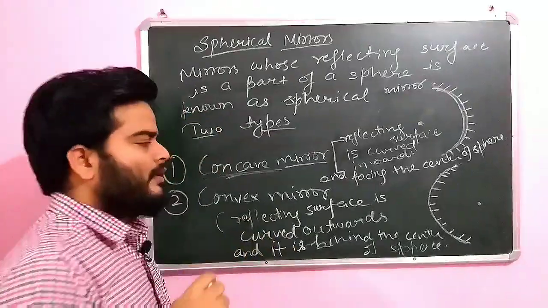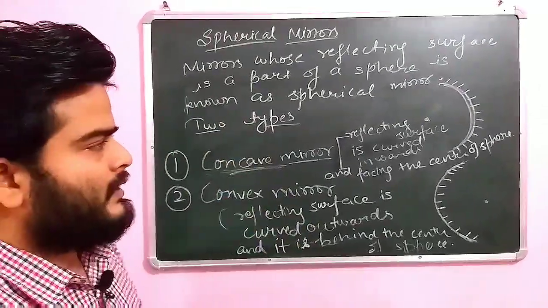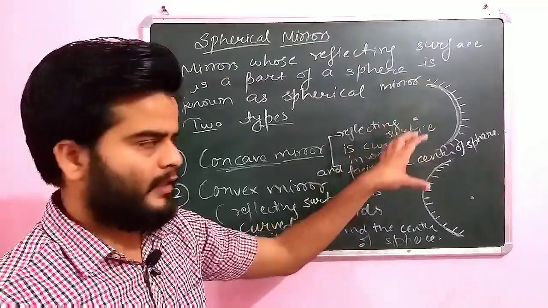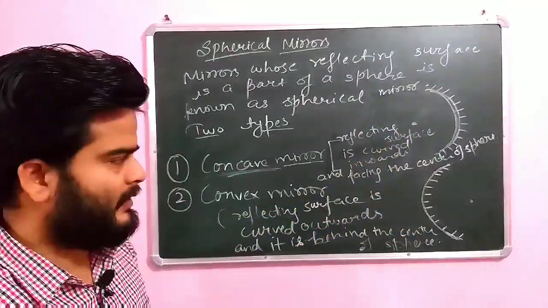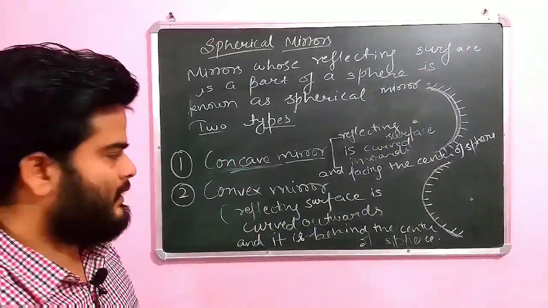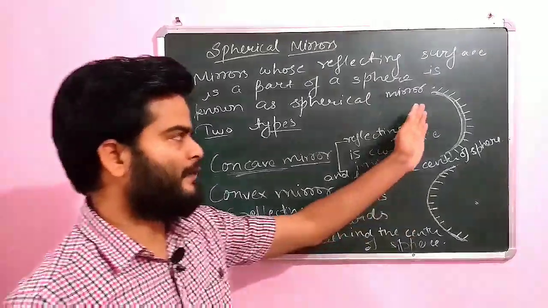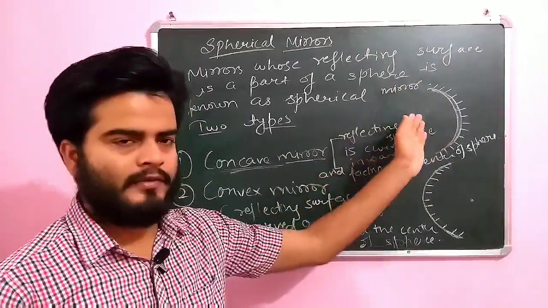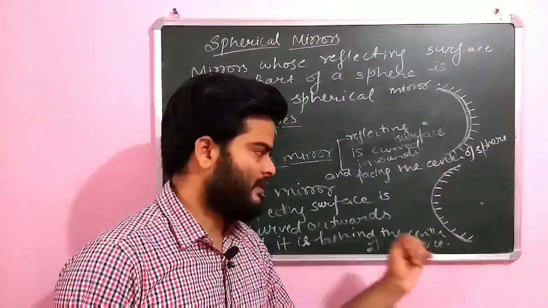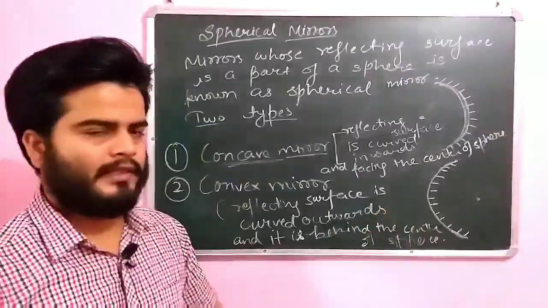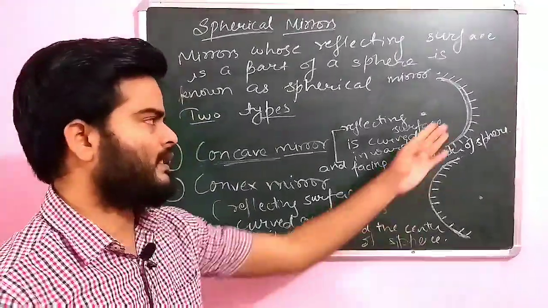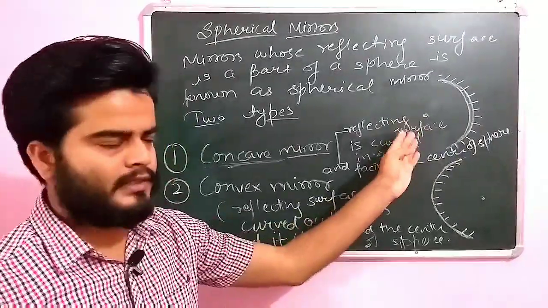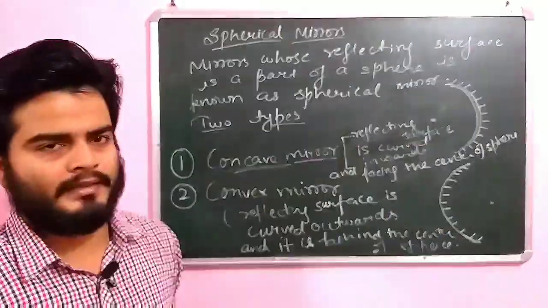So now I think you are all clear that spherical mirrors are part of a sphere. Two types of spherical mirrors are there. One is concave mirror, other is convex mirror. In concave mirror, the reflecting surface will be curved inwards. In convex mirror, the reflecting surface will be curved outwards. This reflecting surface is facing the center and this is behind the center.